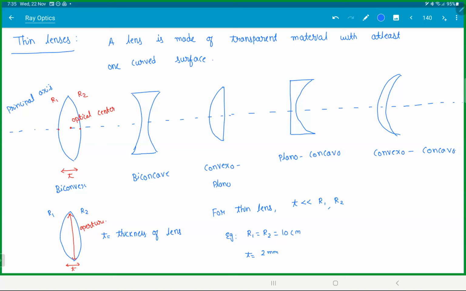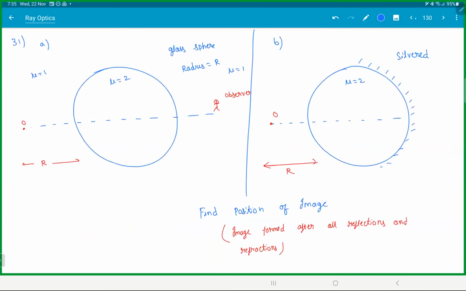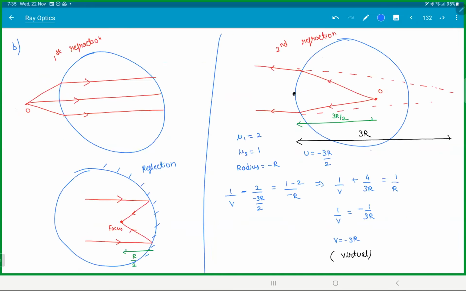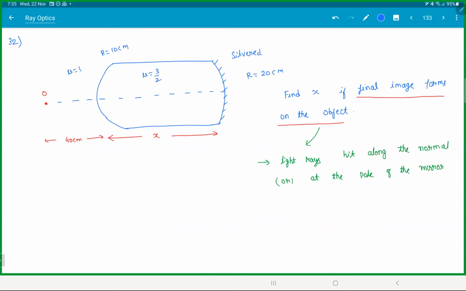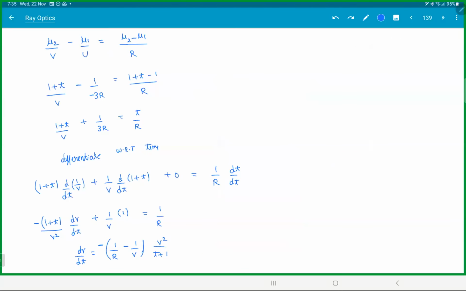Clear, everyone? So what is the advantage of a thin lens? You will see, we'll get a good formula. If the lens is not thin, then we have to use refraction on curved surfaces. For example, see, this was not a thin lens, right? A thick one. So then you have to use refraction on a curved surface. When the lens is thin, your life becomes a little easier. We'll see what that is.